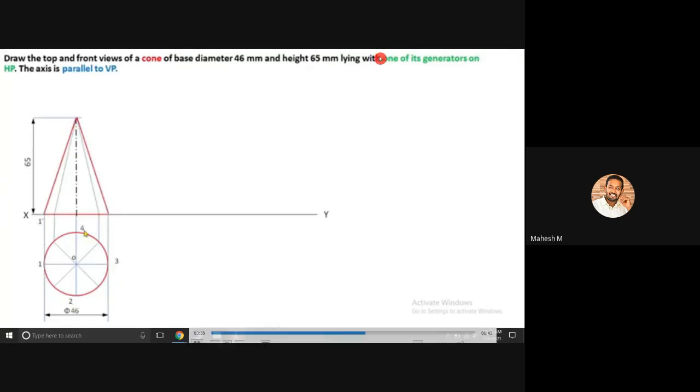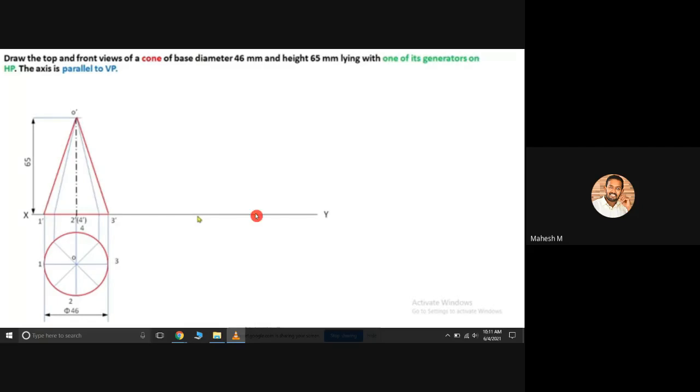So what is our condition? So we have to create our third diagram with this condition. One of its generators on HP. So any one line, whether this line or else this line, whether O dash 1 dash or else O dash 3 dash, should touch the XY line. Okay, so this is our condition. So the diagram has to be totally rotated.